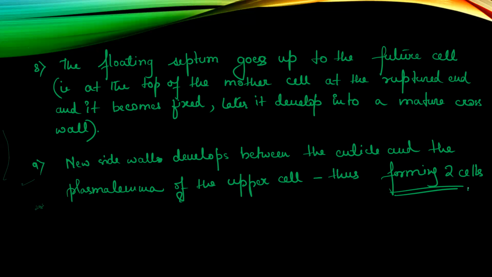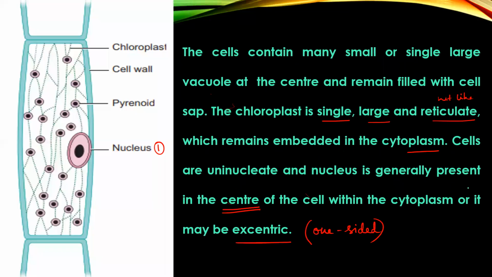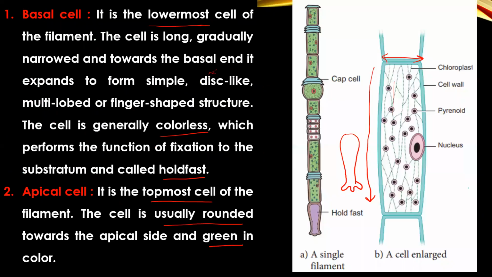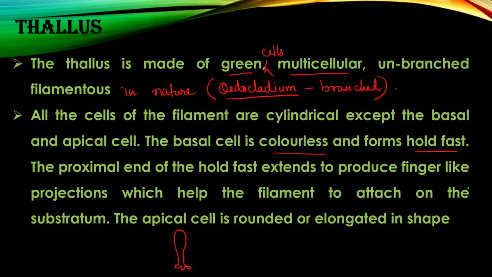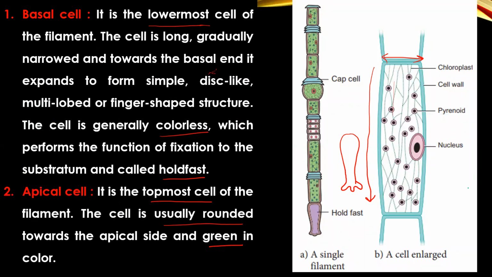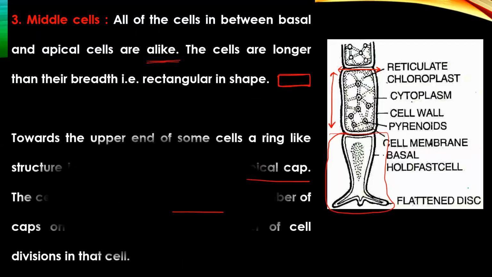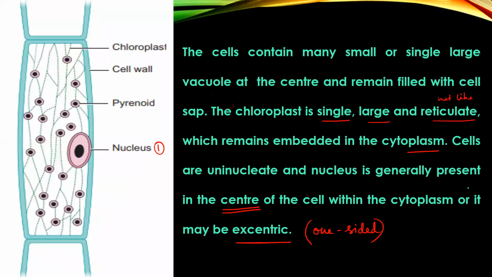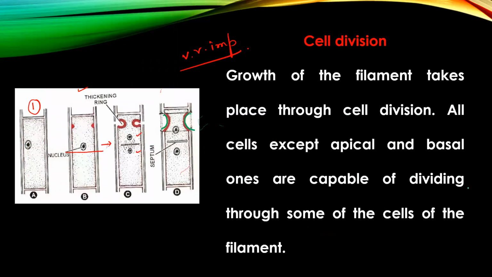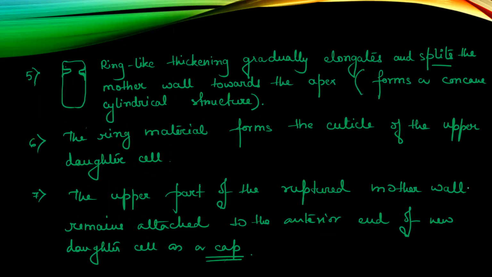So I'm ending the first part of the lecture here. So let's just quickly recapitulate what we have learned today. We have learned about the systematic position. Then we have learned about its habit, the thallus, the basal cell, the apical cell, and the intercalary cells, the basic cellular structure, and the mode of cell division. The steps of cell division we have discussed in detail.